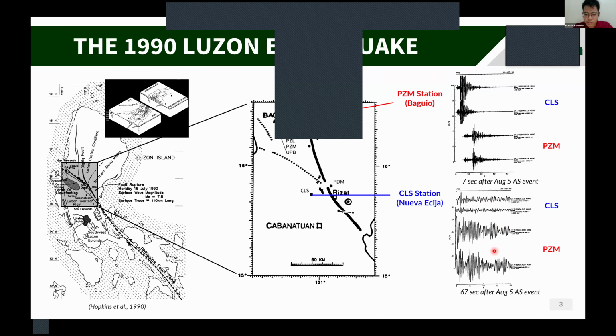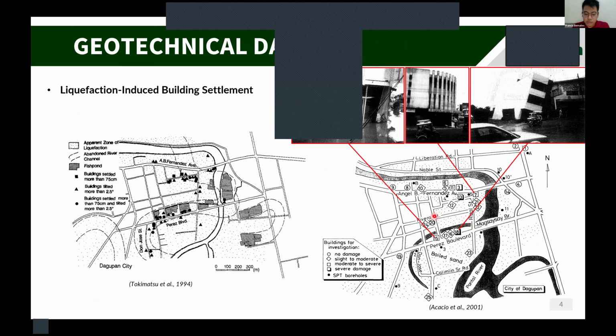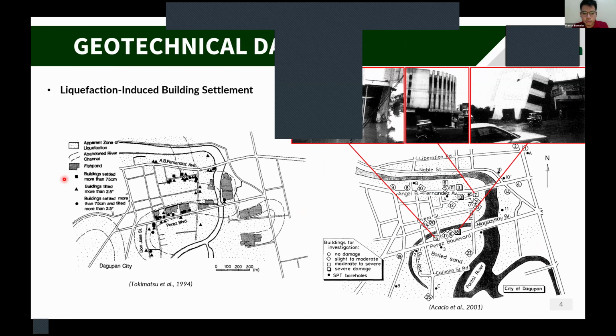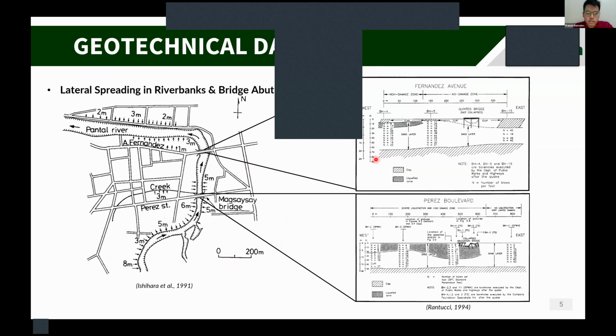And also, in addition to Baguio City, there's also this city called Dagupan City, located right here. It's also one of the places that were hit hard during the 1990 event. And as you can see here, some of the geotechnical damages, there's liquefaction-induced building settlement. This is a map of the city proper. There's this abandoned river channel, and there's a plot here of the building settlements, and a few pictures of the buildings that tilted as a result of the event.